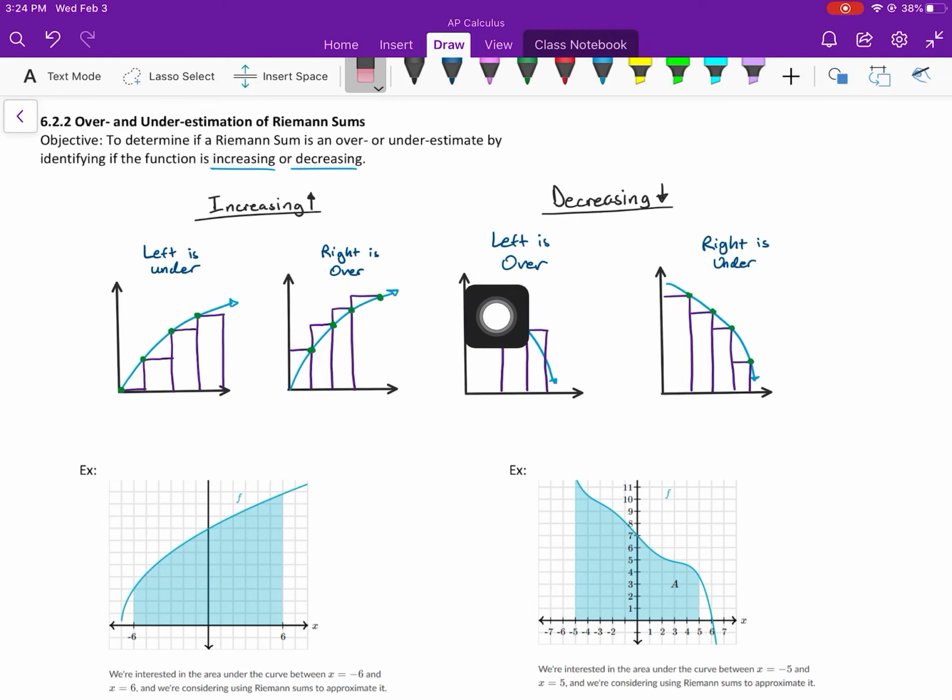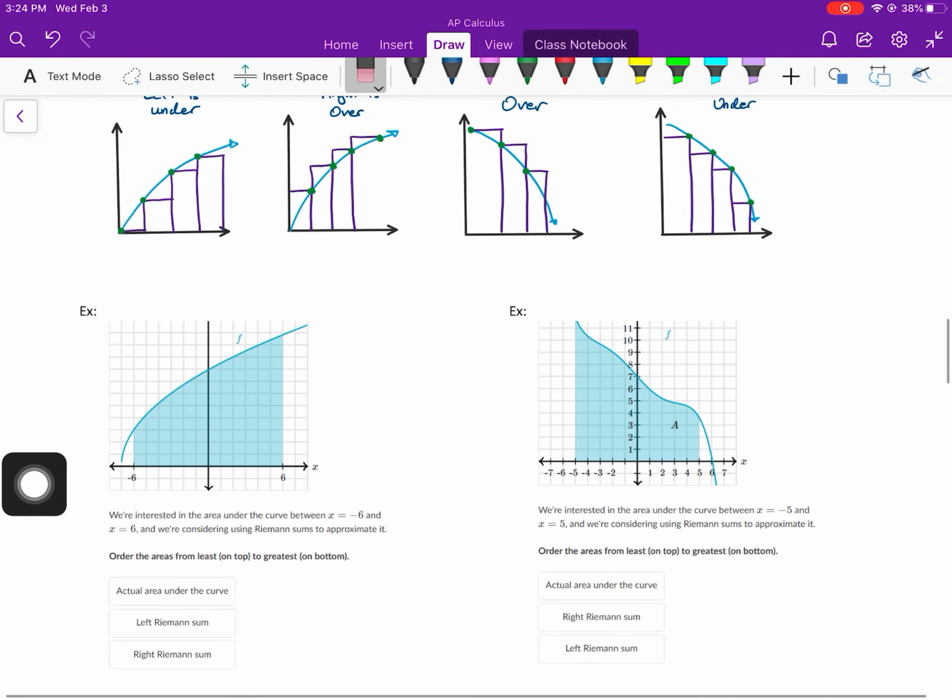Decreasing is going to flip that the other way around. Look at the left sum. If our function's going down, the blue is our function, right? And so if our rectangles are touching on the left, then it's going to be an overestimate compared to if they're touching on the right, it's going to be an underestimate.